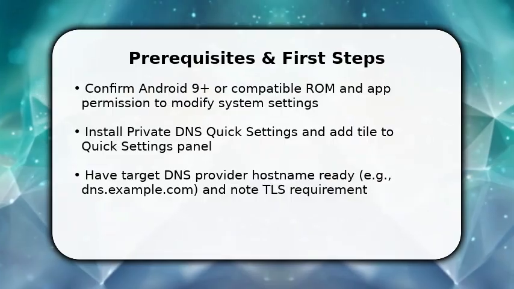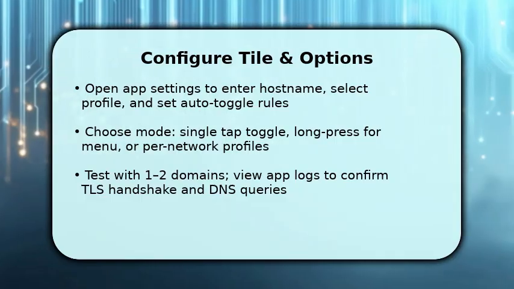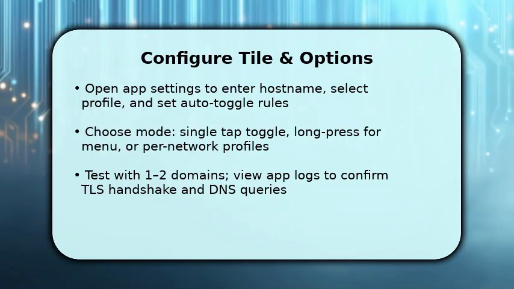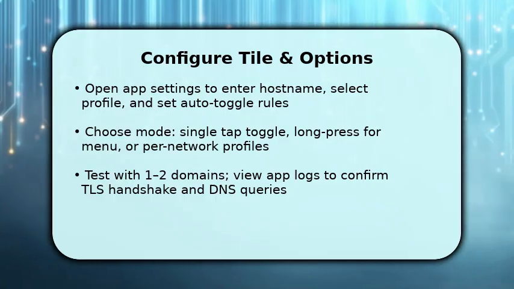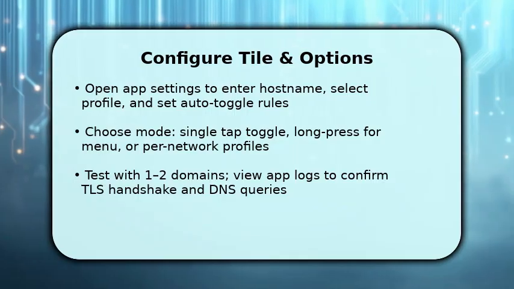Next, configure the tile behavior inside the app. Paste the provider hostname, assign a profile name, and pick whether a tap toggles or a long press opens options. Once set, enable per-network profiles if you want different DNS on Wi-Fi versus cellular. This prevents breakage on captive portals.